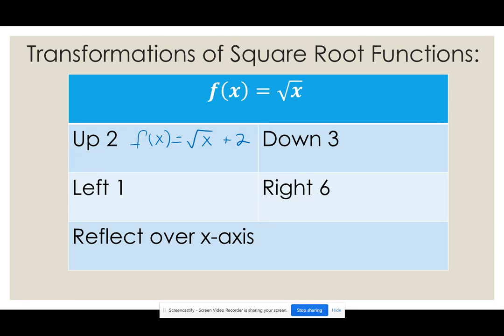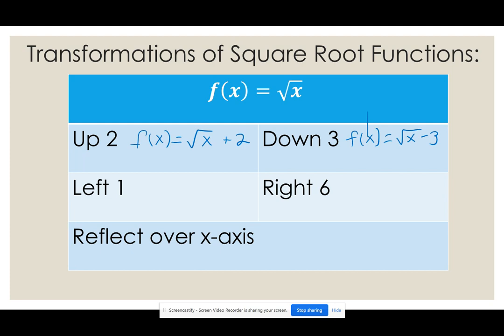So if I wanted to go down 3, I would do the same thing, but instead of going up and adding, I'm going to go down and subtract. And I'm going to subtract 3 because I wanted to go down 3. Left and right are the tricky ones.